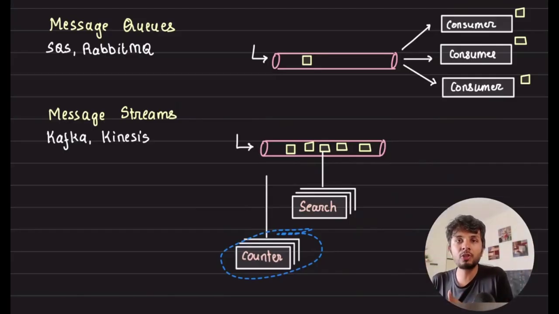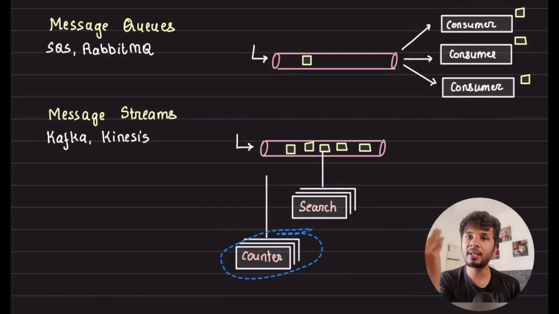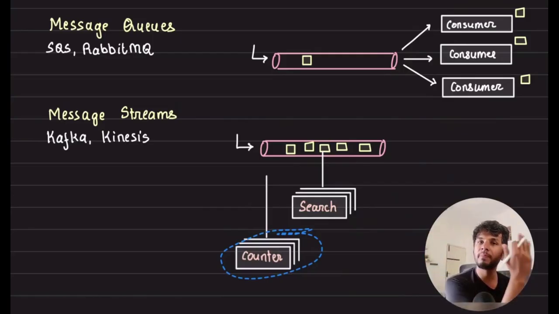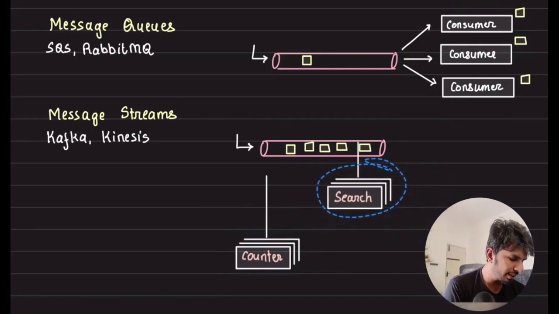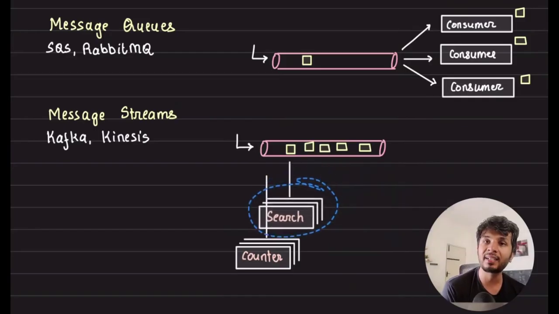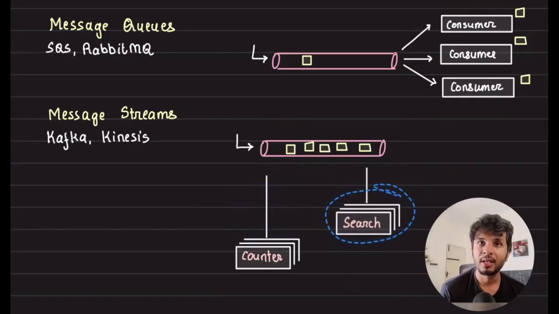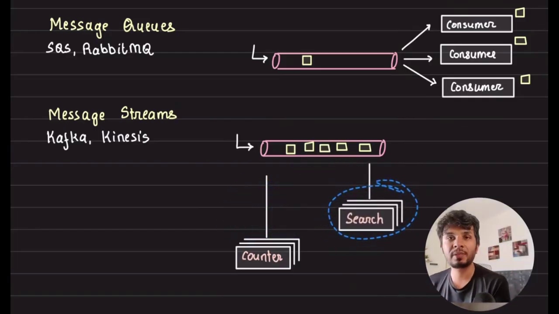And whichever type of consumer wants to spin up, you can create a new consumer group and they can start consuming messages from the first message itself without having any problem. So they all iterate through the exact same messages in the exact same order. This is what message streams are.